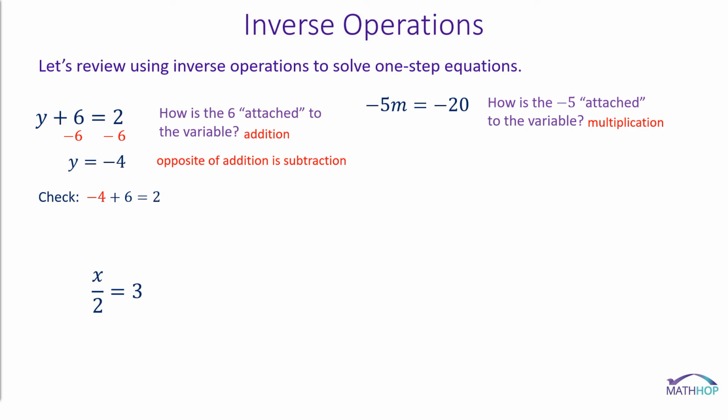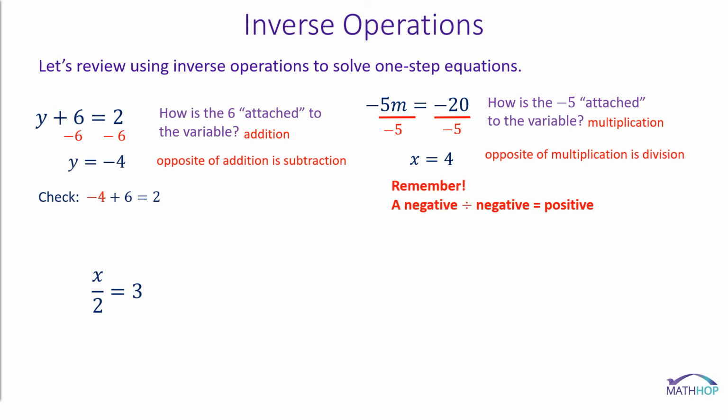And what operation undoes multiplication? What's the opposite of multiplication? The opposite of multiplication is division. Therefore, the opposite of multiplying by -5 is dividing by -5. So we're going to divide both sides by -5. So these will just cancel, right? -5 divided by -5 is 1. And we will get m equals 4. How did I get a positive? Because remember, a -20 divided by -5 is +4. Every time you have a negative divided by a negative, you get a positive.